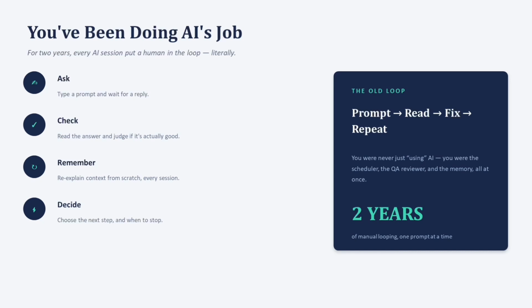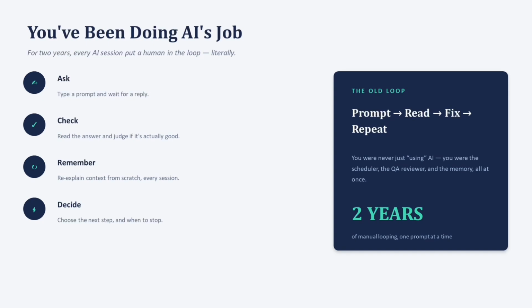So you have been doing AI jobs such as: first you type the prompt or task, then you read the answer and judge if the output is actually good and meeting your expectation, your requirement. Then you re-explain context from scratch for every session. And lastly, you decide the next step, when to stop and where to stop.